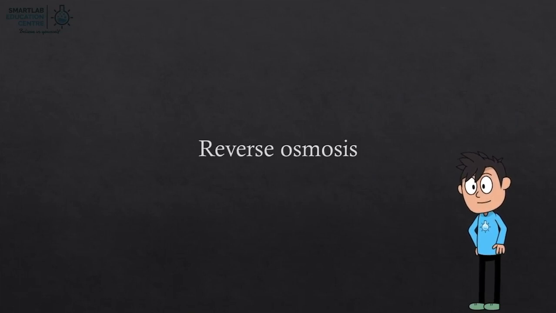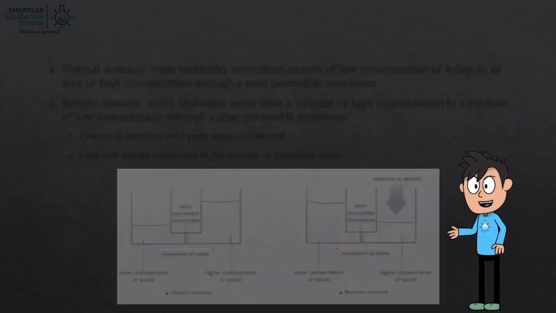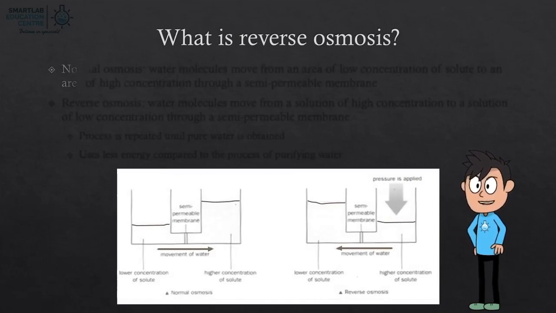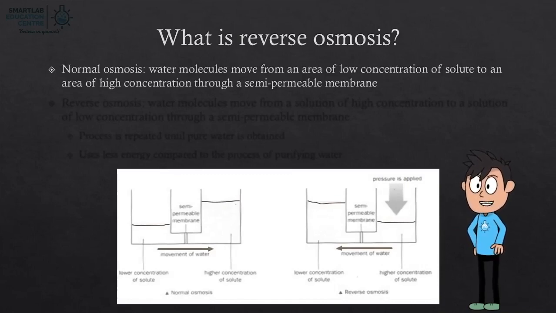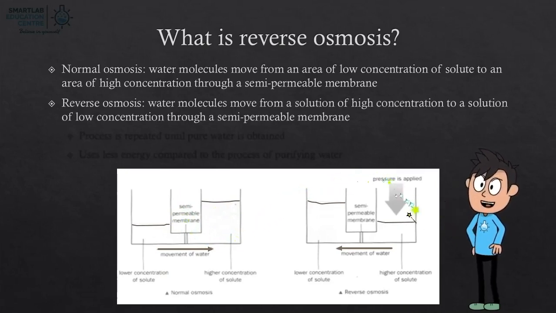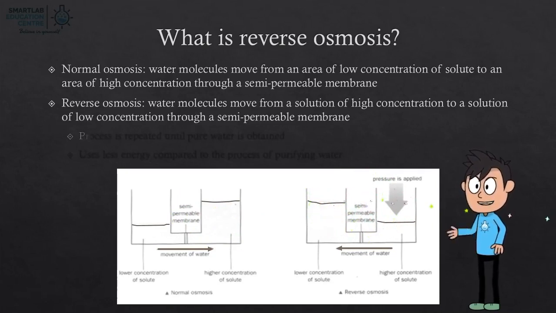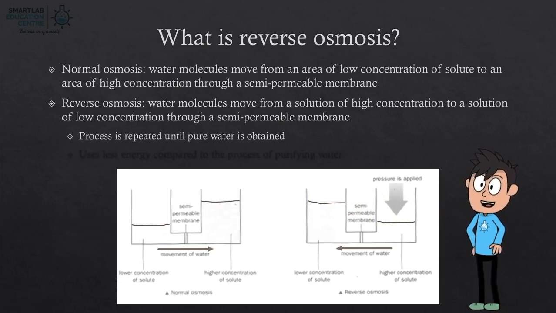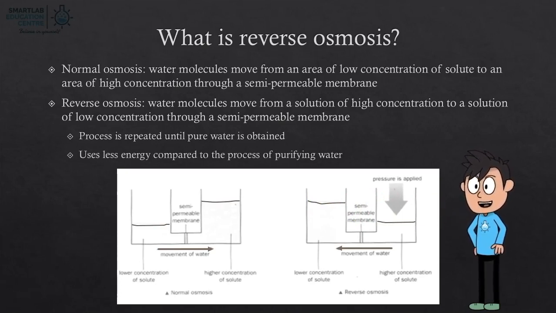Reverse osmosis. What is reverse osmosis? Normal osmosis is when water molecules move from an area of low concentration of solute to an area of high concentration through a semi-permeable membrane. Reverse osmosis is when water molecules move from a solution of high concentration to a solution of low concentration through a semi-permeable membrane. The process is repeated until pure water is obtained. It uses less energy compared to the process of purifying water.